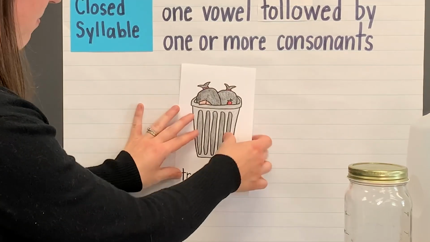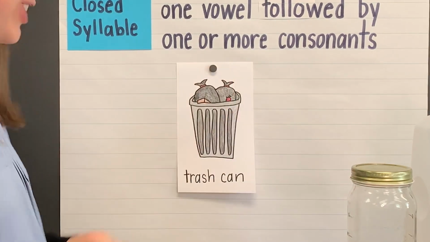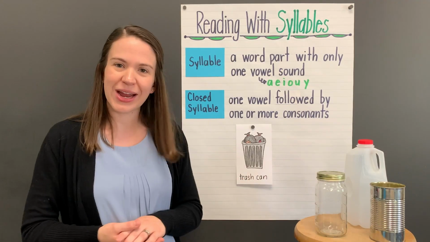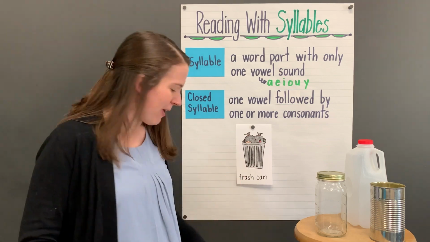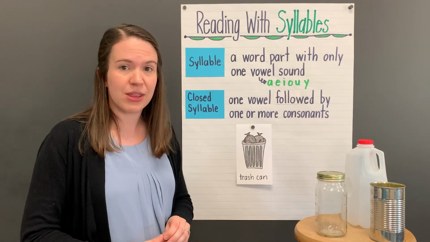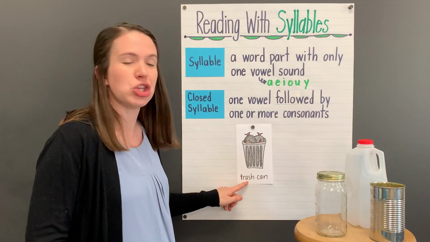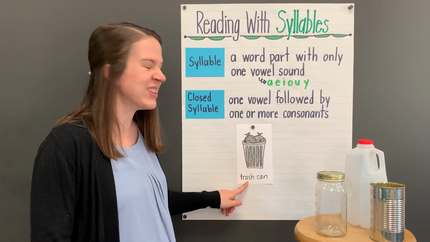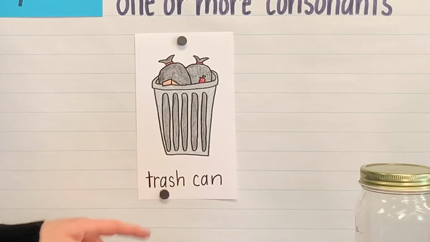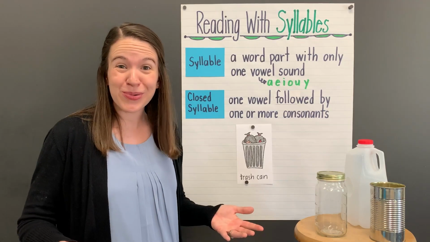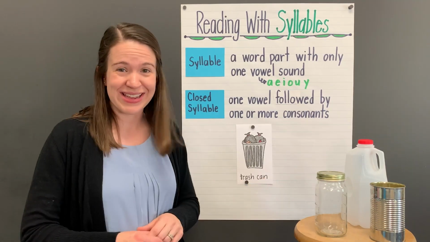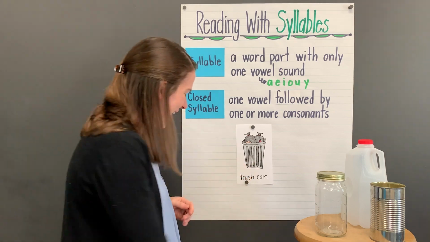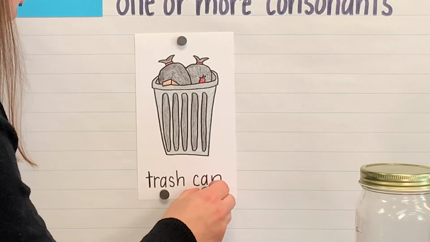Here we have a picture of a trash can, and we have the words trash can written underneath them. Let's start by finding the vowels in these words. What vowel do you see in the word trash? I see the vowel A. Then there's also a vowel in the word can. What vowel do you see in the word can? Again, it's the letter A.